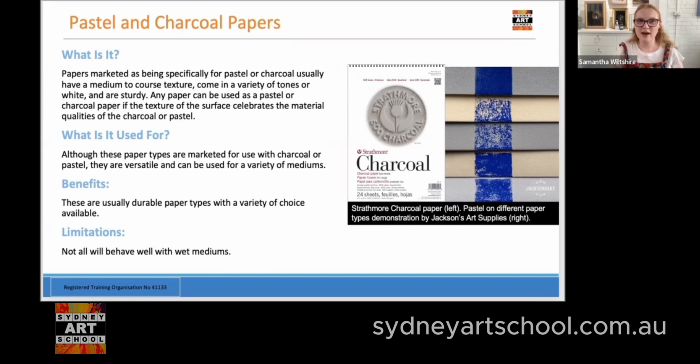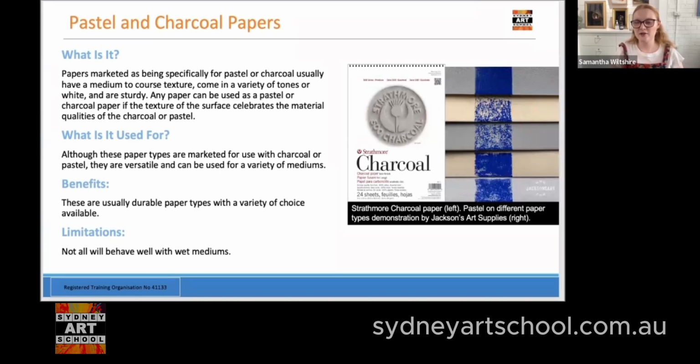So papers marketed as being specifically for pastel or charcoal usually have a medium to coarse texture, come in a variety of tones or white, and are usually quite sturdy. Any paper can be used as a pastel or charcoal paper if the texture of the surface celebrates the material qualities of that charcoal or pastel.